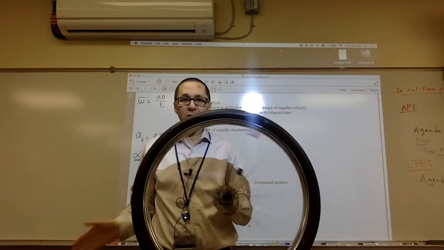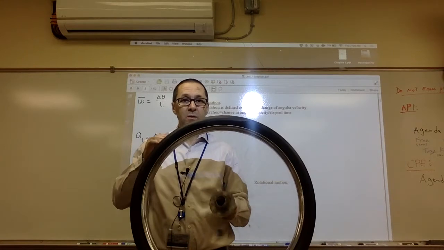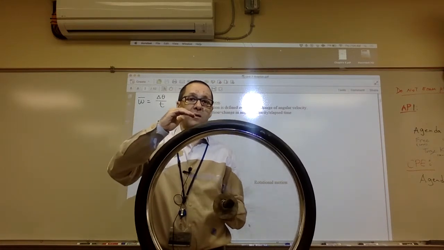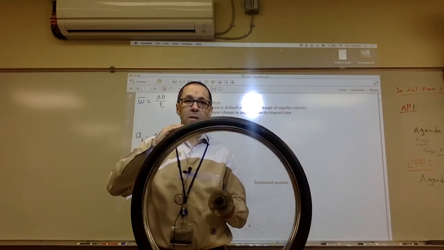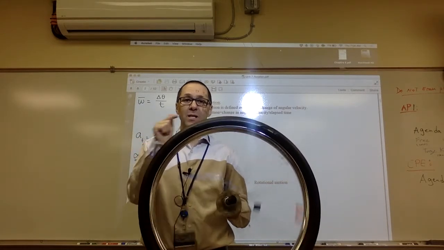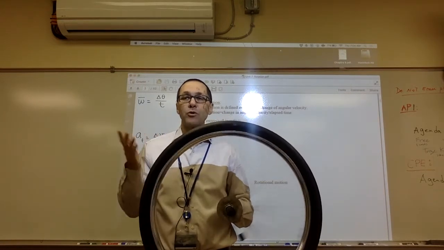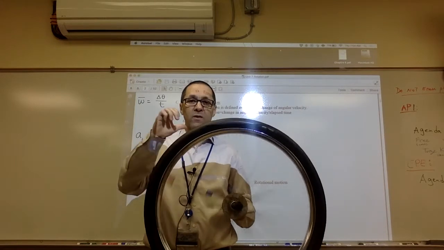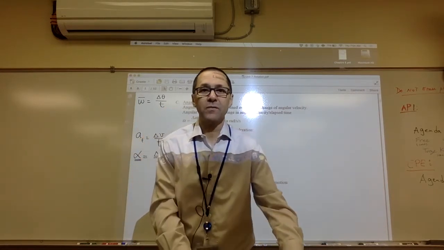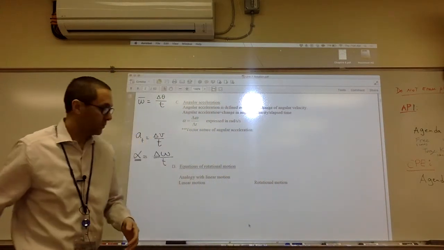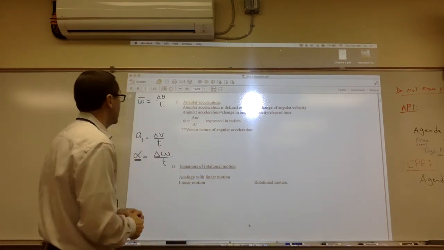Now, if I start slow but speed up, I make this go faster and faster, my angular velocity is still pointing towards me. But since the bicycle wheel is speeding up, it's picking up more angle per unit time, so the angular acceleration is pointing towards me. That's the vector nature of angular acceleration. You can fit that in here under C.